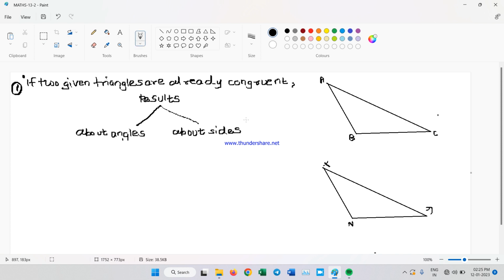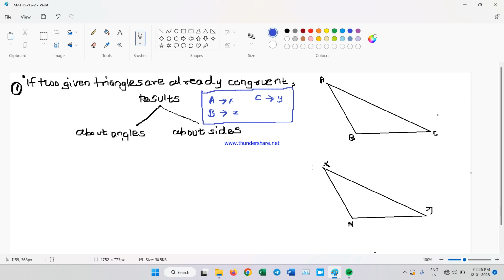What is the correspondence over here? The point A, yes, come on, tell me. Point A is corresponding to point X. Point B is corresponding to point, what is that? It is Z, by the way. It's looking like N, but that is Z. And point C corresponds to point Y. So this is the one-to-one correspondence.